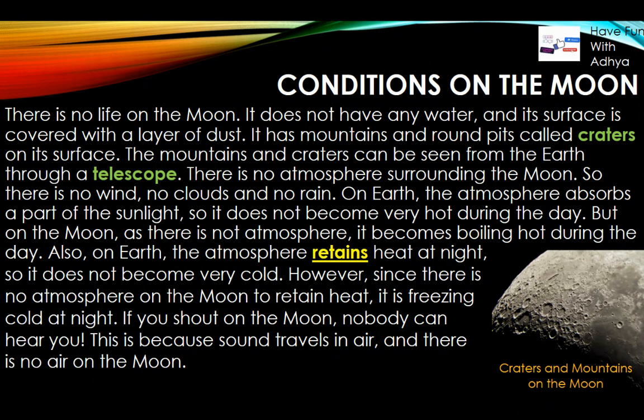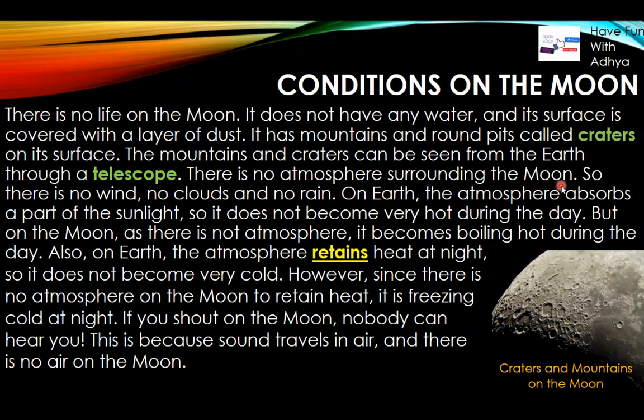Conditions on the moon. There is no life on the moon. It does not have any water and its surface is covered with a layer of dust. It has mountains and round pits called craters on its surface. The mountains and craters can be seen from the Earth through a telescope.